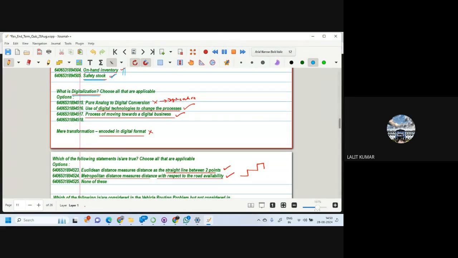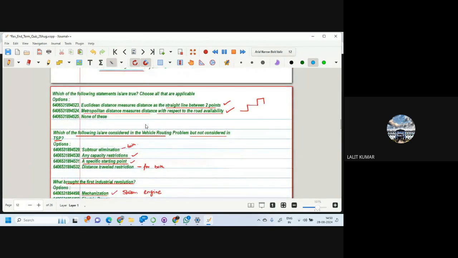Digitalization, we have covered earlier. Digitalization involves processes. It is not simply analog to digital. Pure analog to digital is digitization. No. Use of digital technologies to change the process? Yes, it is digitalization. Process of moving towards a digital business? Yes, again it is digitalization. Encoded in a digital format? No, it is digitization.